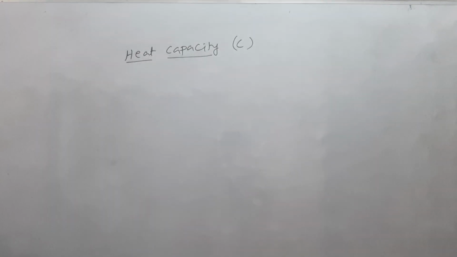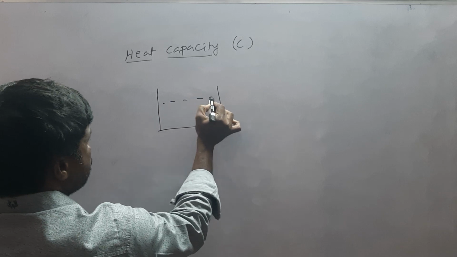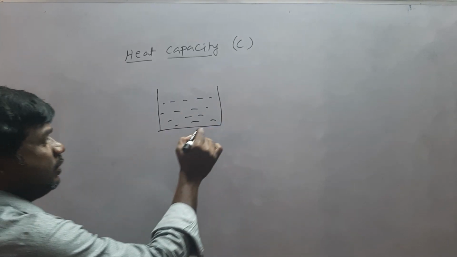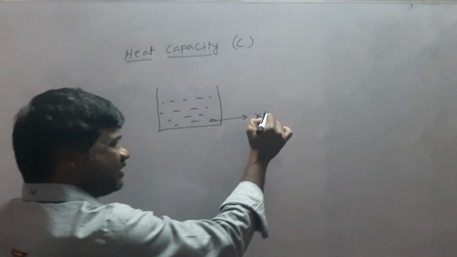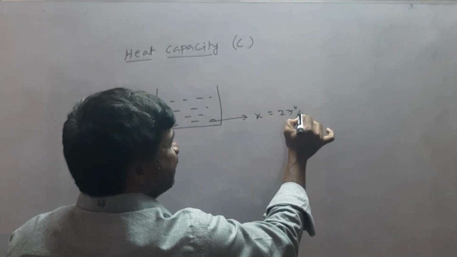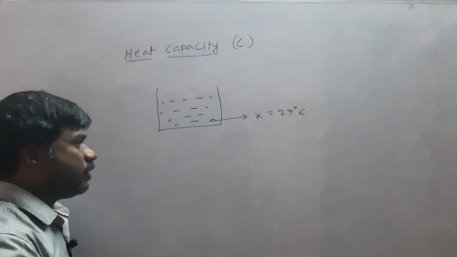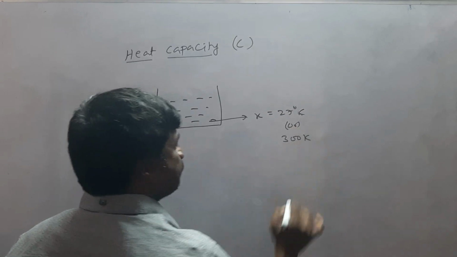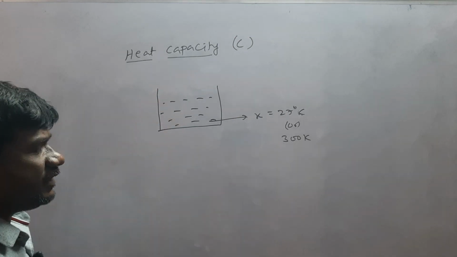Heat capacity. What is heat capacity? For example, this is a system. The system temperature is X temperature, for example, 27 degrees centigrade or 300 kelvins. This is the temperature of whatever that system has, whatever that gas.